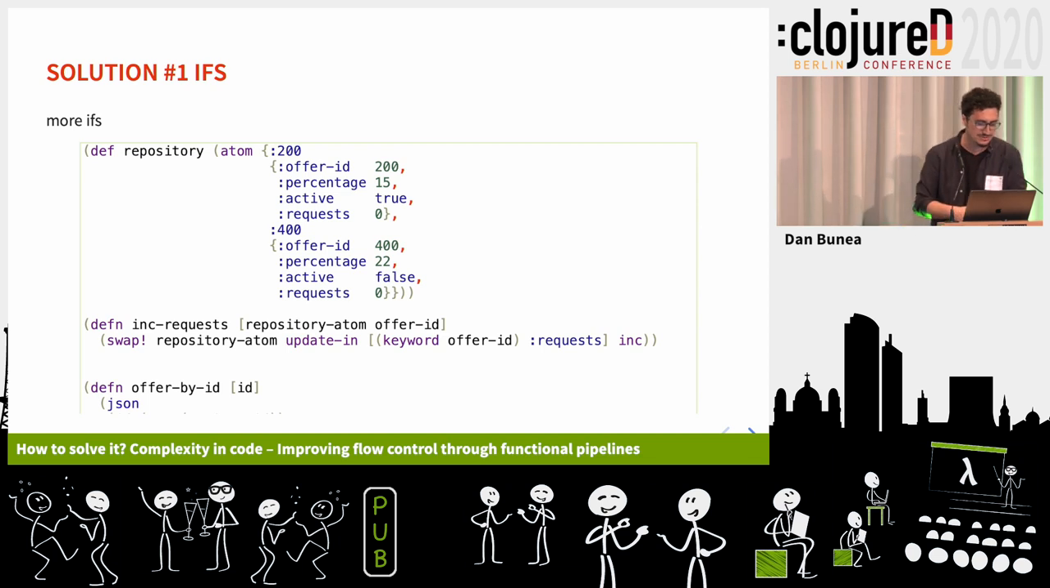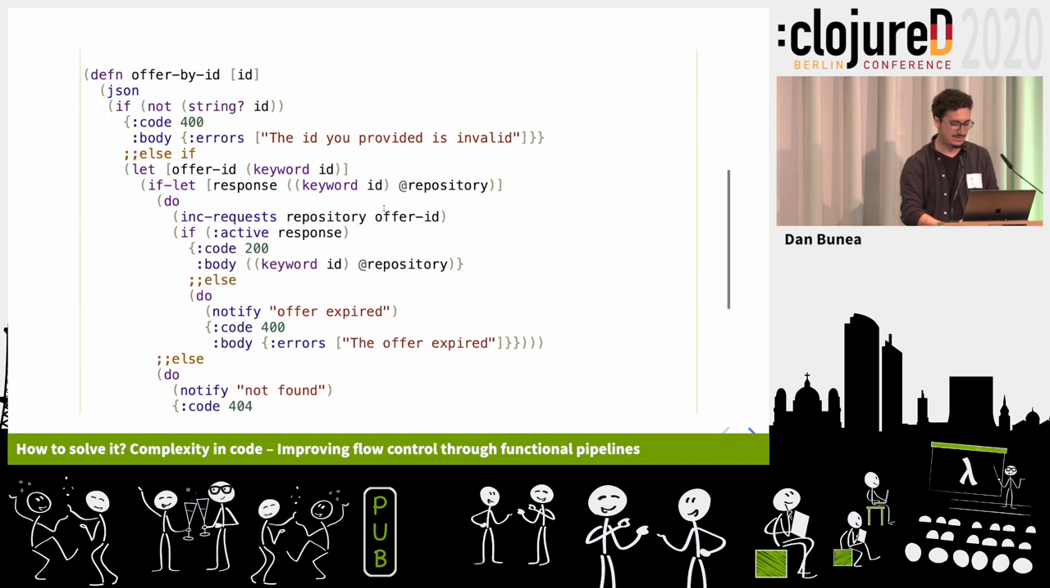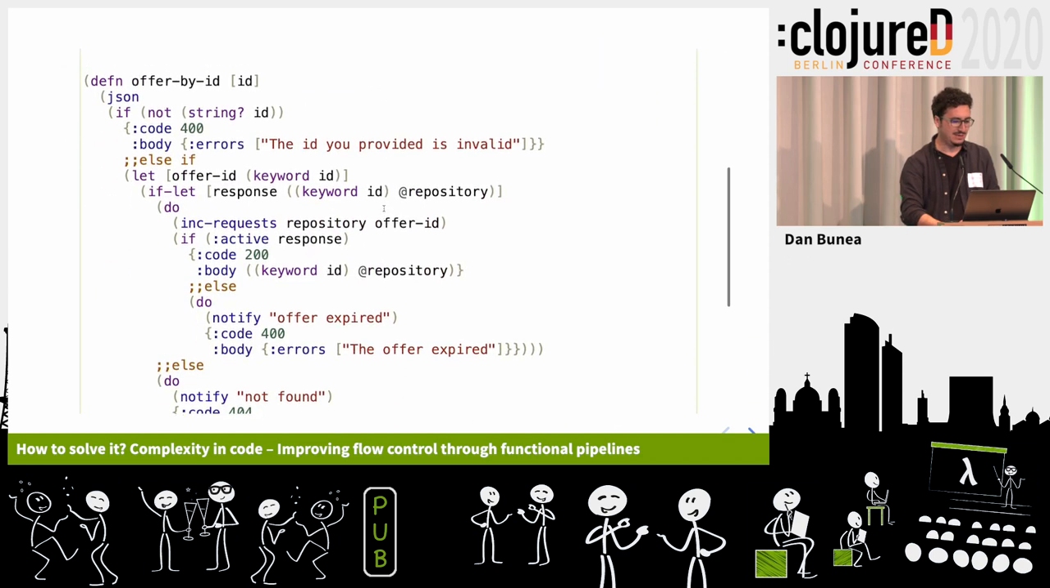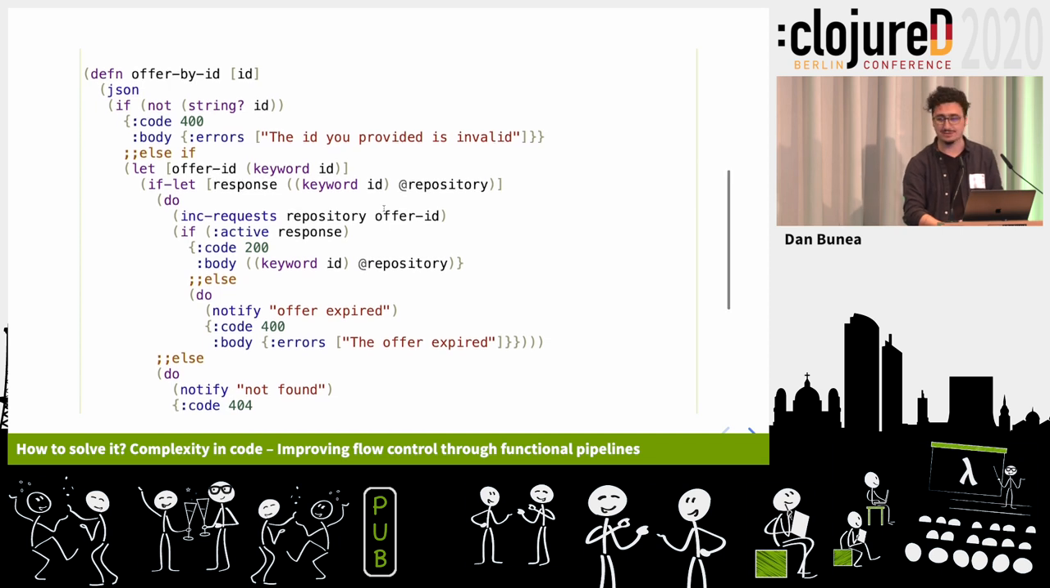In the if solutions, I had to complicate a little bit the repository, as you can see. And now I have one that's expired, this one. And then I have a function which increases the number of requests as you ask for them. And as you can see, the code just became way more complicated.